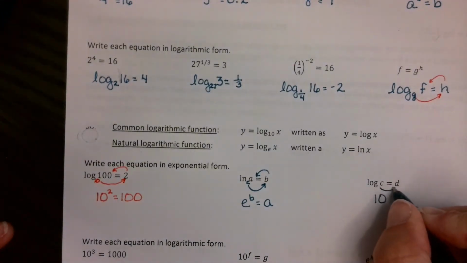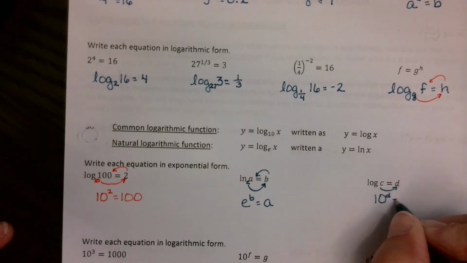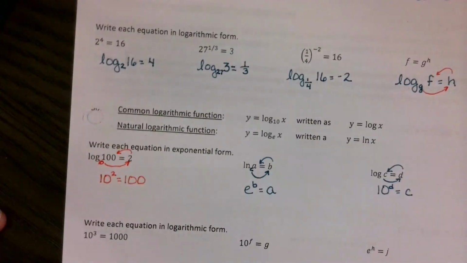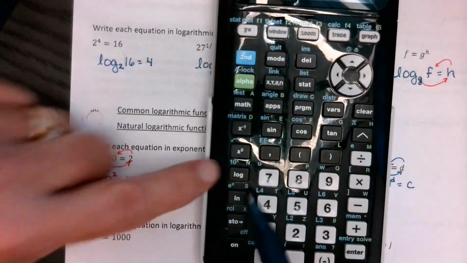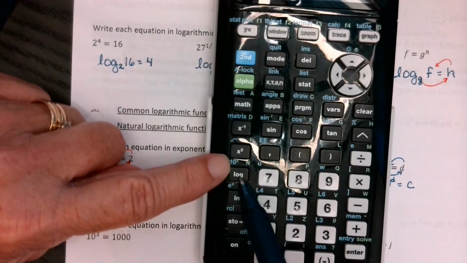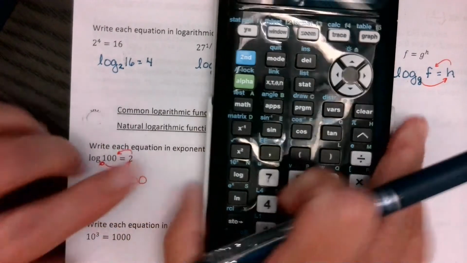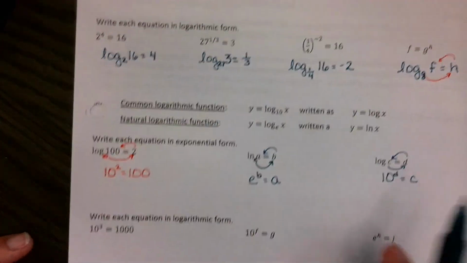It's 10 to the d power equals c. Now, if you get on a test or homework and you can't remember which one is e and which one is 10, just go to your calculator and you'll notice that 10 is with your log and e is with your natural log. That's because they're inverses of each other.